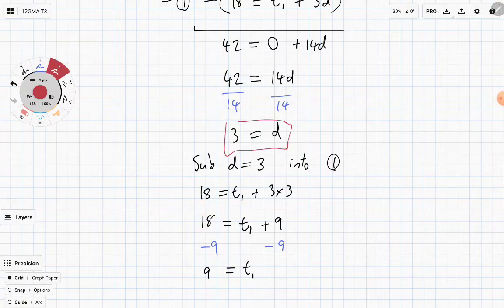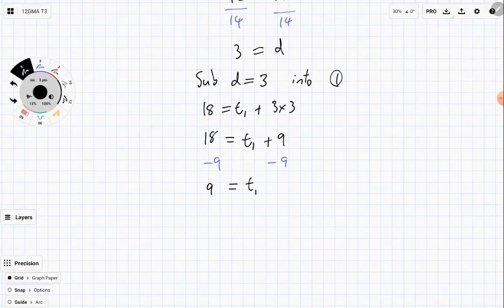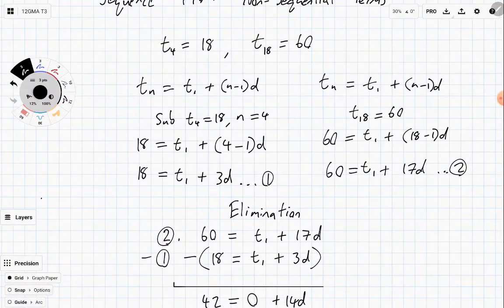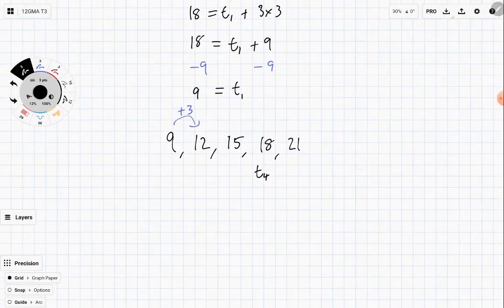Meaning the first term of the sequence is 9, and the sequence is going up by 3. So the sequence is 9, and then plus 3, that's our common difference, is going to be 12, 15, 18, and 21. Which, hey presto, that also confirms something. We knew at the very beginning that T4 was 18, right? That's the first piece of information we got. And indeed, T4 is 18.